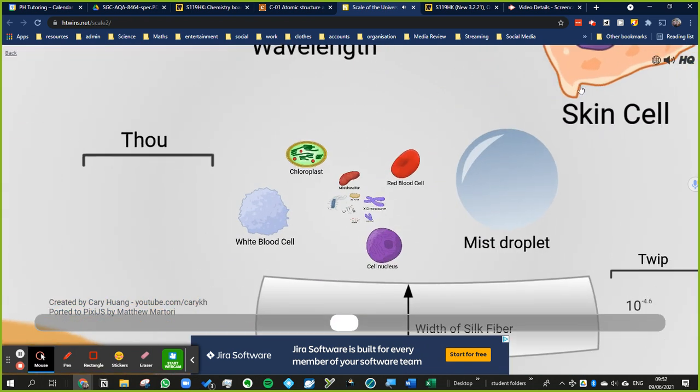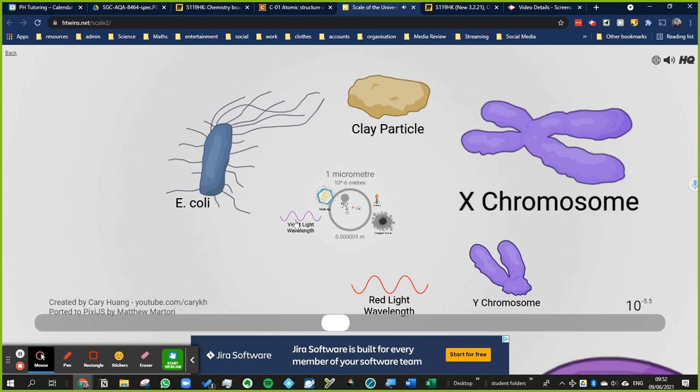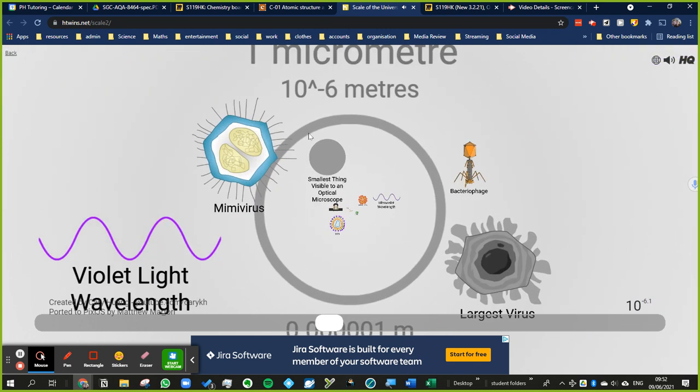This is how big a human cell is. This is a white blood cell here. That's a skin cell. Keep scrolling in. We can see a bunch of other things. I'm not going to look at all of them. We're now at a micrometer. This is 1 millionth of a meter, or 1,000th of a millimeter. We still can't see any atoms yet. Remember, all these things we're looking at actually are made out of atoms, apart from the wave.